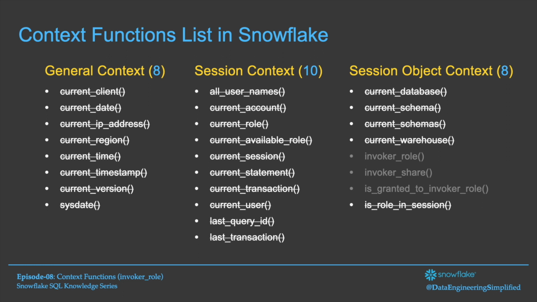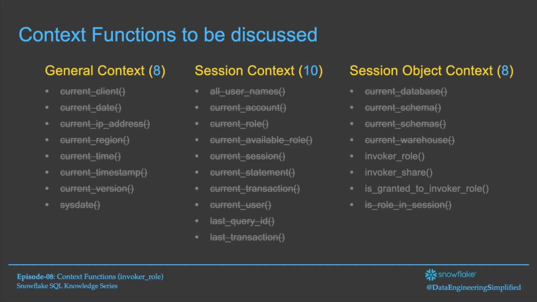So let's start. At the time of recording, Snowflake has the following context functions, and it may grow further: 8 general context functions, 10 session context functions, 8 session object context functions. The category classification was discussed in episode 1 of this series. The context functions struck out were already discussed in our previous episodes. In this episode number 8, we will focus on invoker role, which falls under the session object context functions. The context function has a very important role when we talk about column level security and data masking.